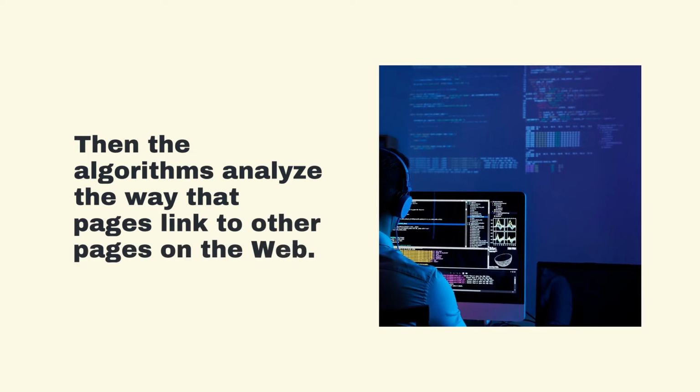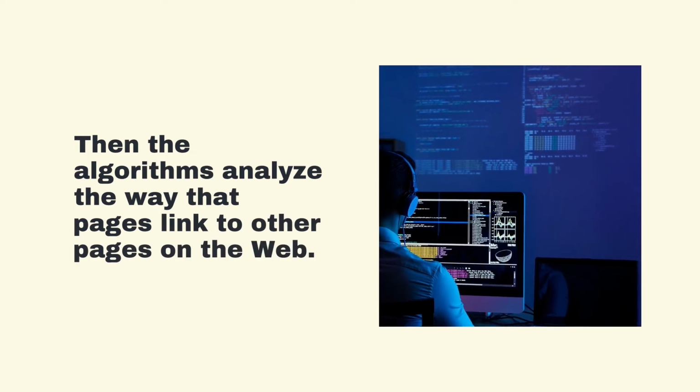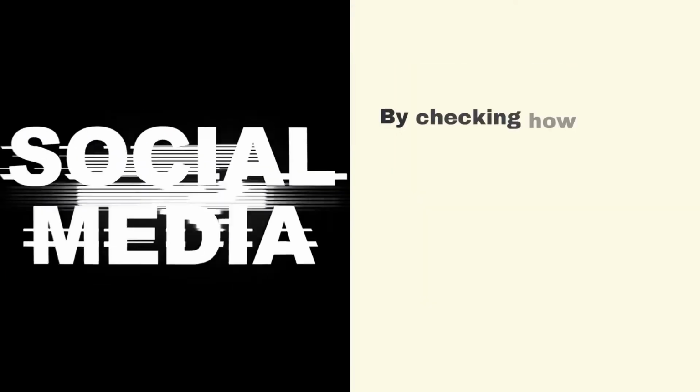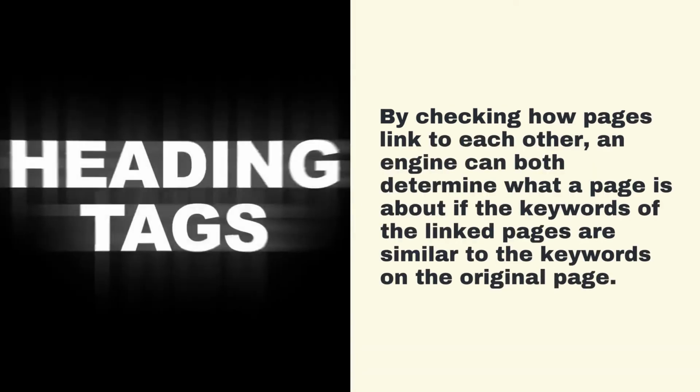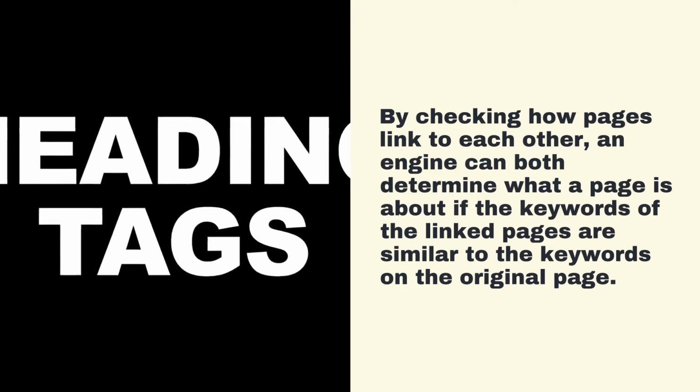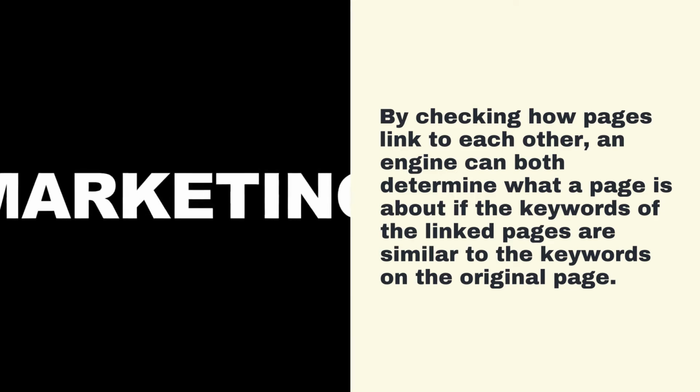Then the algorithms analyze the way that pages link to other pages on the web. By checking how pages link to each other, an engine can both determine what a page is about if the keywords of the linked pages are similar to the keywords on the original page.